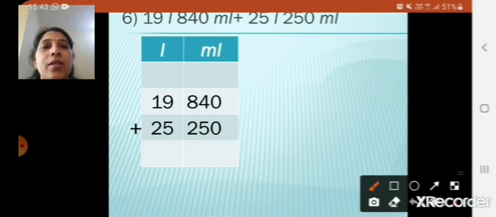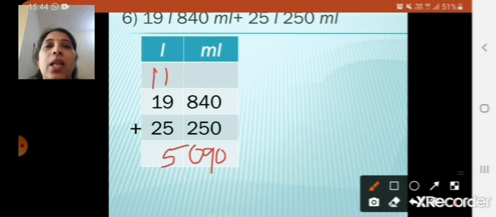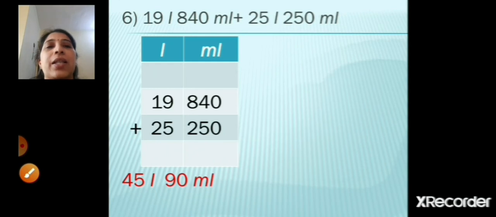0 plus 0 is 0. 4 plus 5 is 9. 8 plus 2 is 10. So 0 I will write here, 1 I will carry over. 1 plus 9 is 10, and 10 plus 5 is 15. So 5 written down, again 1 carried over. 1 plus 1 is 2, and 2 plus 2 is 4. So what answer you got? 45 liter 90 ml, right? So you will write the final answer as 45 liter 90 ml.